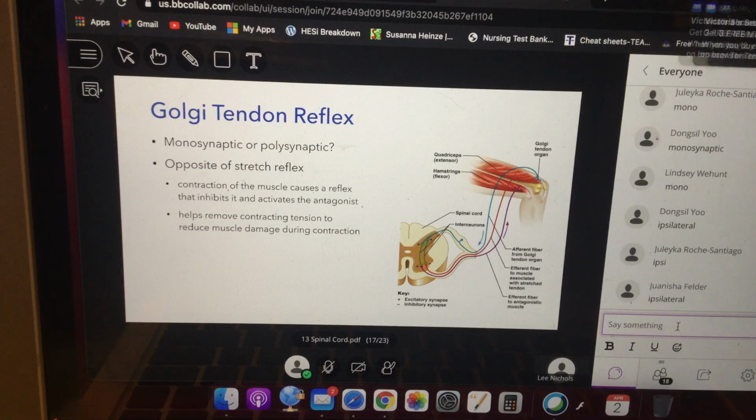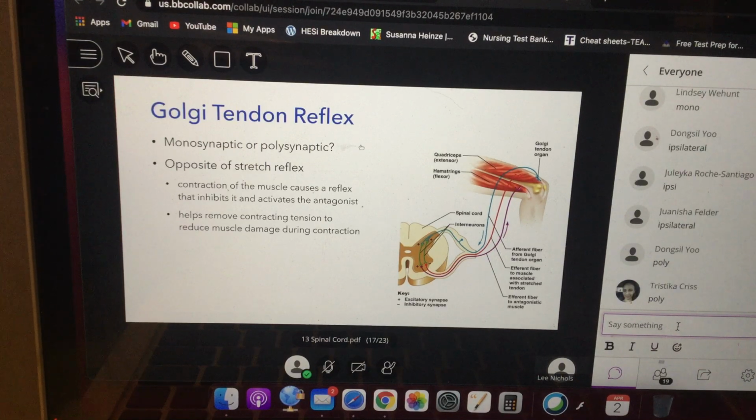Let's look at the Golgi tendon reflex. It's similar in some ways because there's some stretching involved, but the receptors are located elsewhere. First of all, let's take a look at this wiring diagram over here. That's why I asked this question first. Is it monosynaptic or polysynaptic? Do you see one synapse, or in the spinal cord? Lots. There's really a lot.